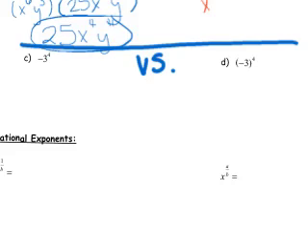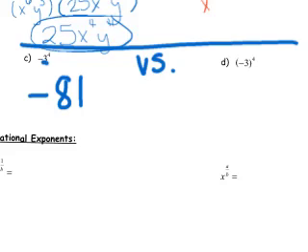If you don't have parentheses, you have to assume that this 4 is only dealing with the 3. So 3 gets raised to the fourth. Only 3 gets raised to the fourth. So 3 to the fourth is 81, and that negative is still there because nothing happened to him. He did not change.